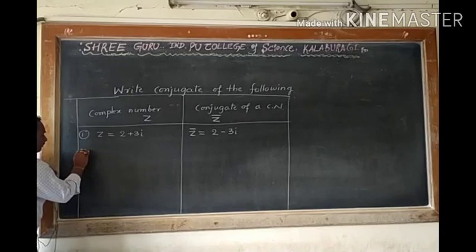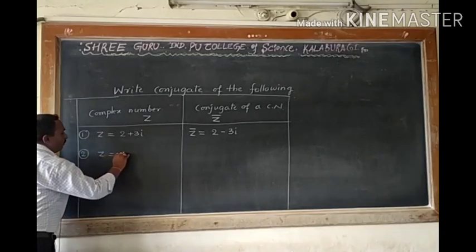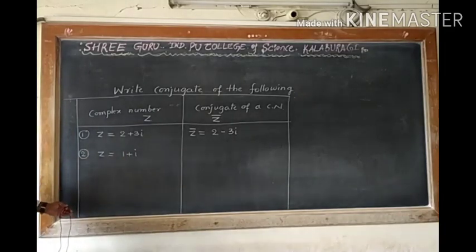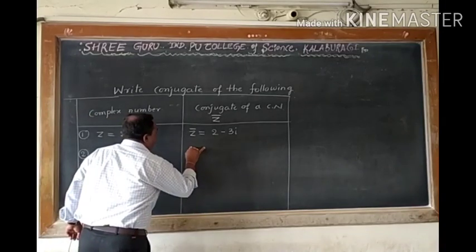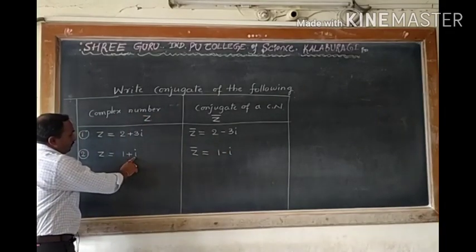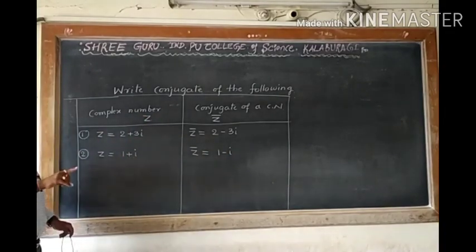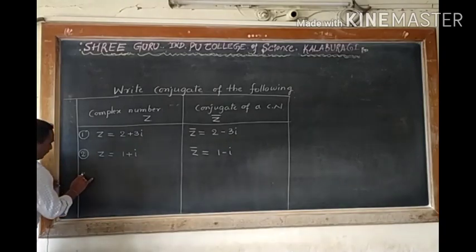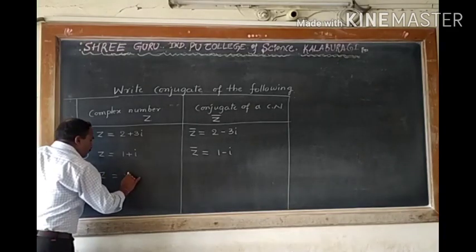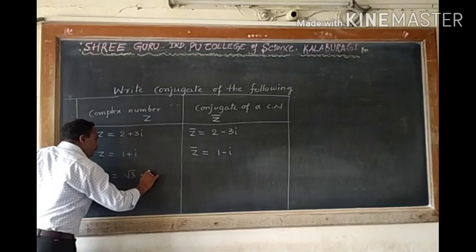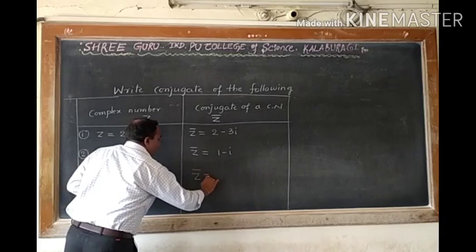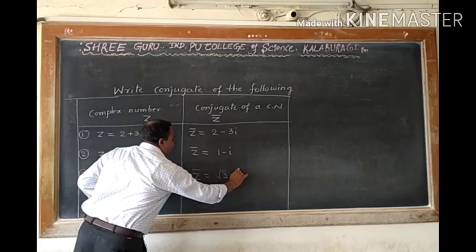Example number 2, Z is equal to 1 plus I. This is a complex number. Z bar is what? Z bar is 1 minus I. Plus I becomes minus I. Change imaginary part of the sign. Third, Z is equal to root 3 plus I. Z bar is what? Root 3 plus I becomes root 3 minus I.